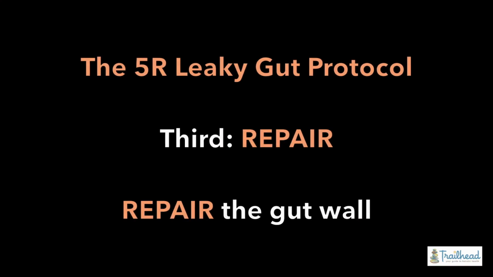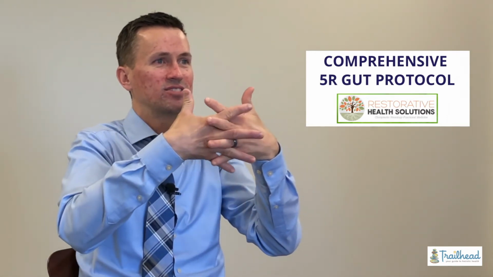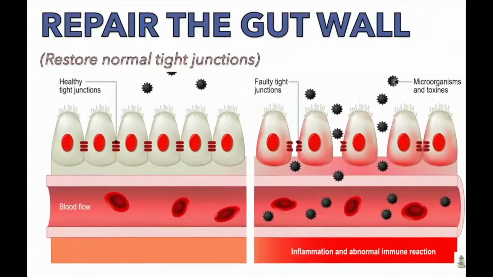So that's the replace phase, which is a critical component if the patient needs it. Then the next one is called the repair phase. So repair is where we're trying to give the body what it needs to get those tight junctions back into a healthy state, so only essential things can pass through into the bloodstream.